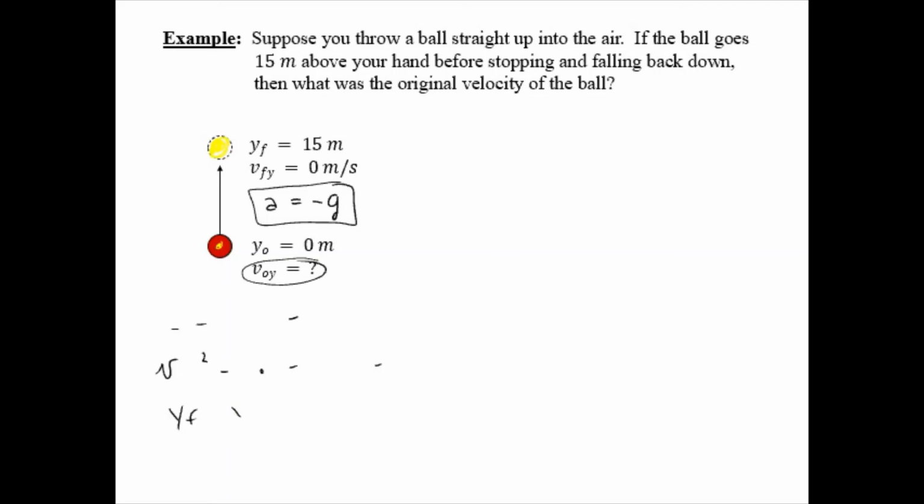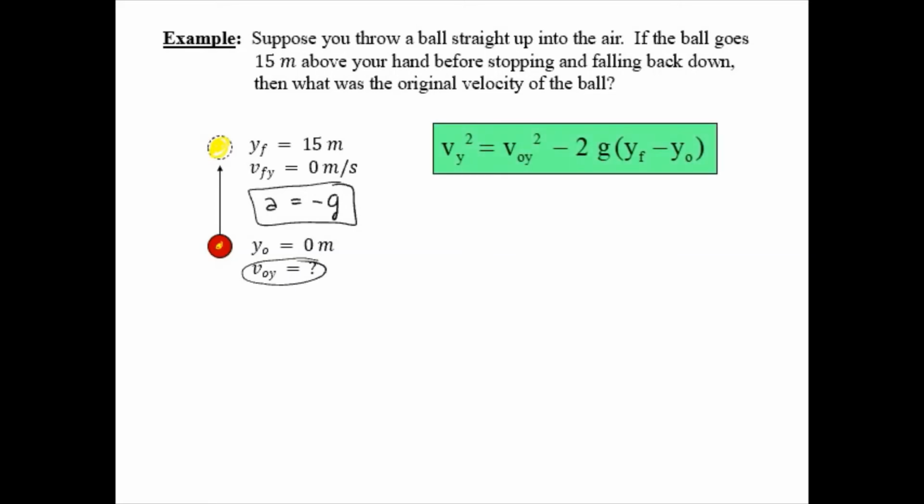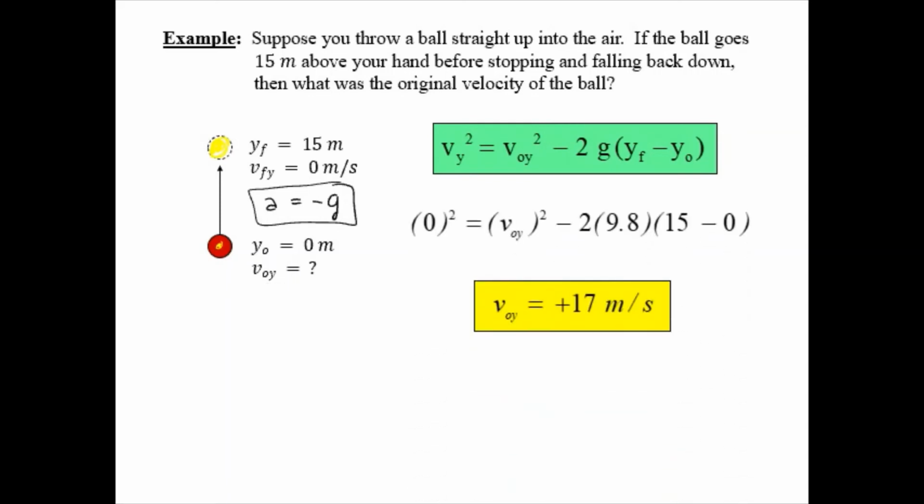We want to use the equation that says v final squared equals v original y squared minus 2g times y final minus y original. So we pull that equation out, we jot that one down, and we start substituting in what we know. We know that v final y is 0. We know that v original y is what we're looking for, so we leave that a variable. Everywhere we see a g, we just put a 9.8. Y final, the ball up at its maximum height, was 15. Y original, it started from 0.